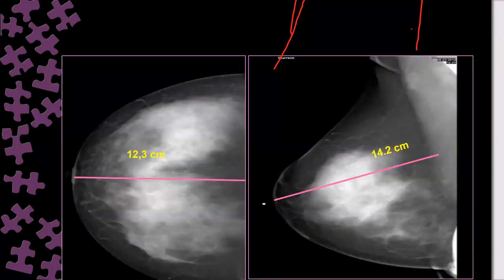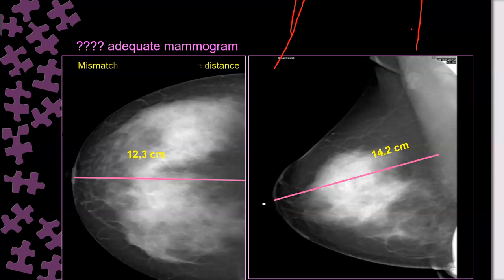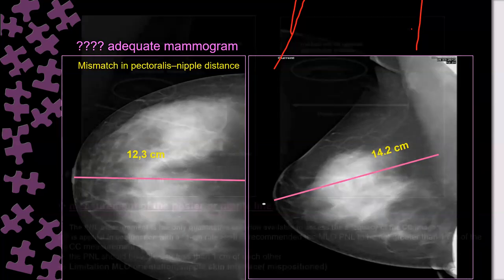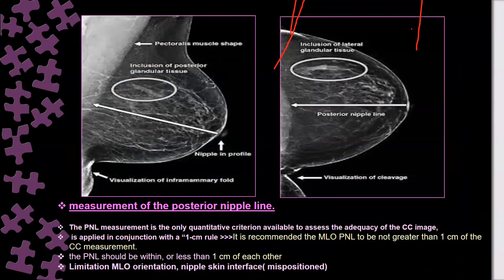What about this one? This is more than 1 centimeter. So I'll go for repetition. I will repeat the view. Which one? The CC. Yes, you will repeat the CC view. Now you understand it? Yes, I do. This is a mismatch in posterior nipple line. I'm going to repeat. Doctor Rabab, I want to ask a question.